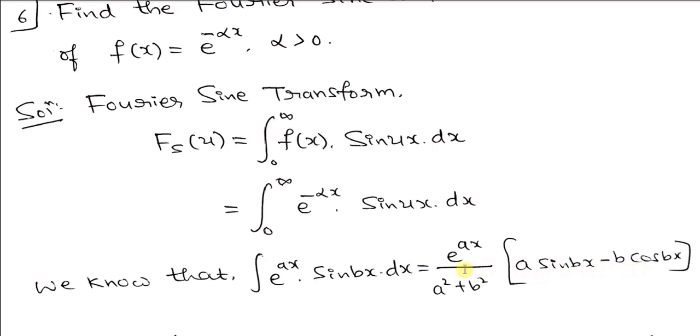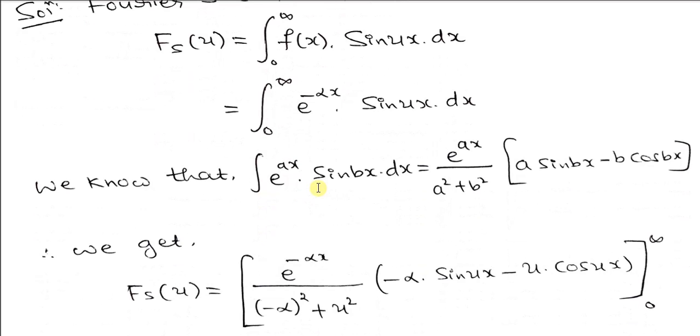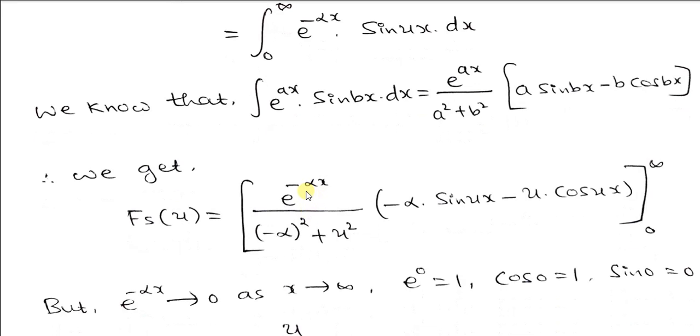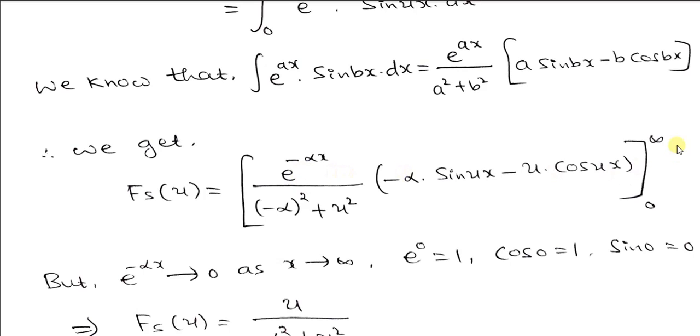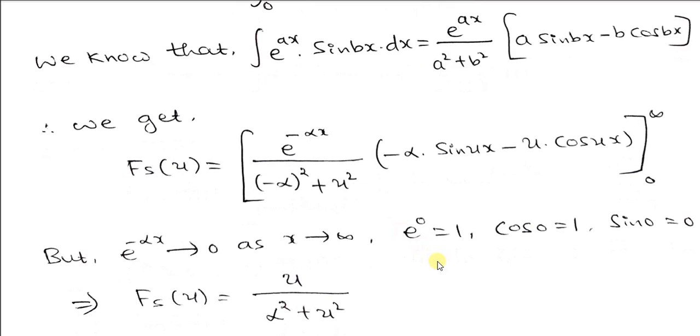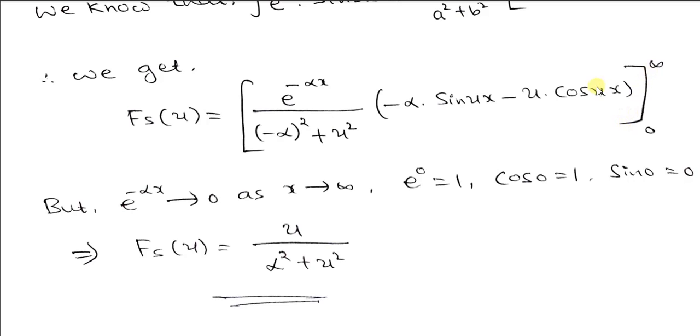In this case, the value of a is minus alpha and the value of b is u. So substitute these two values here and apply the limits 0 to infinity. Then we have to simplify. The upper limit is infinity, and e power minus infinity is always 0. But when you apply the lower limit 0, e power 0 is 1. Remember, e power minus infinity is 0, but e power 0 is 1.